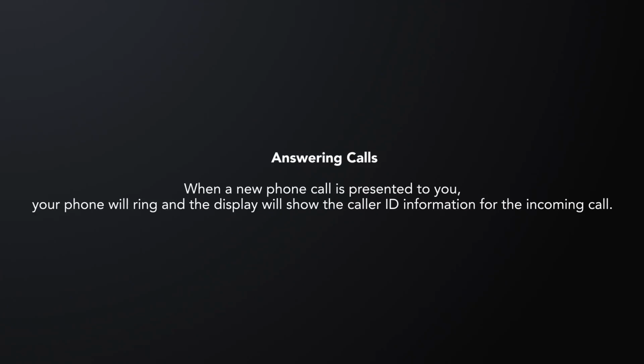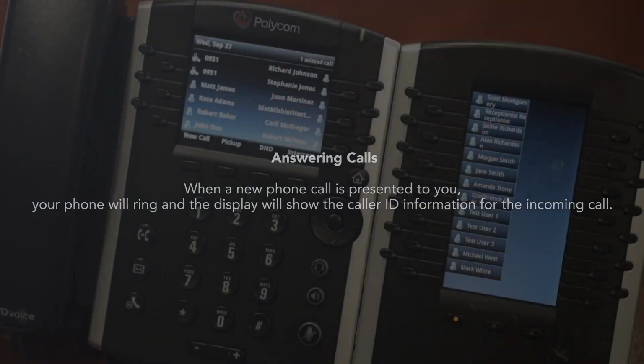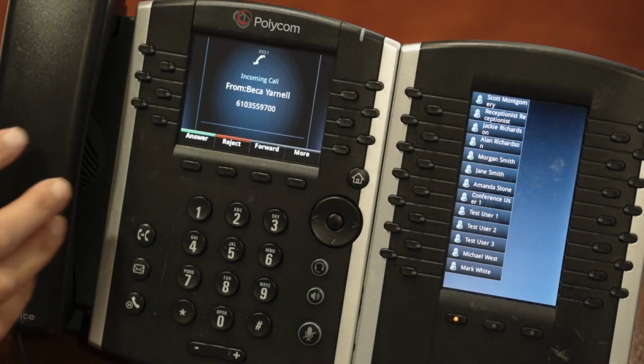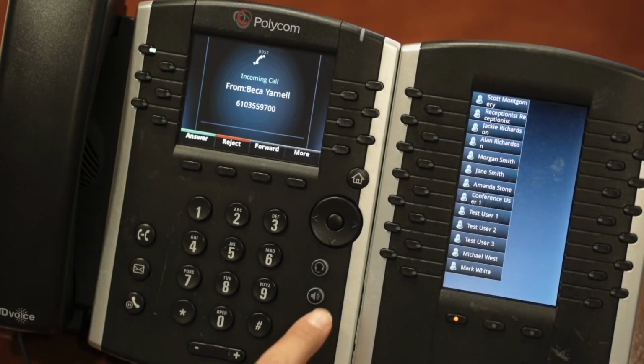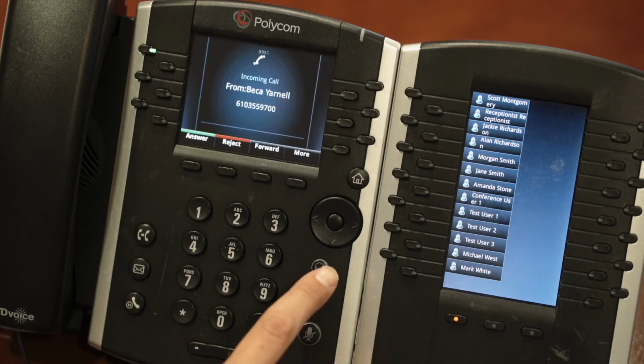Answering calls. When a new phone call is presented to you, your phone will ring and the display will show the caller ID information of the incoming call. To answer the incoming call, you may do one of the following. Pick up the handset, press the speaker button, press the headset button, or press the answer key on the phone display.